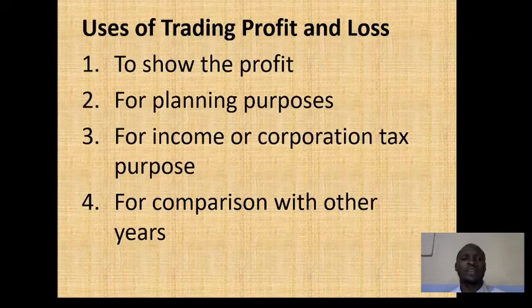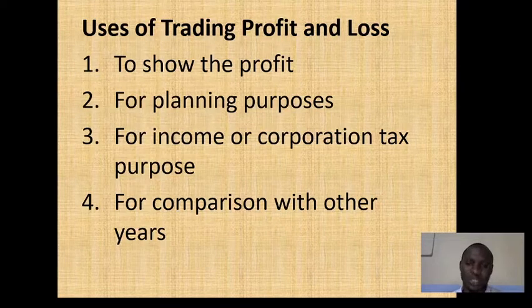And then let's look at the uses of the trading profit and loss account. What are the uses? What are the benefits? Why do we have to open an account known as the trading and profit and loss account?